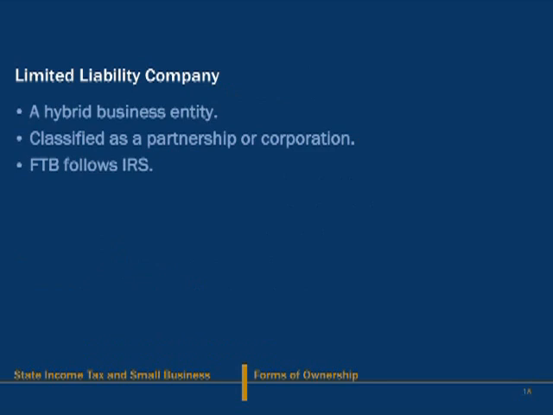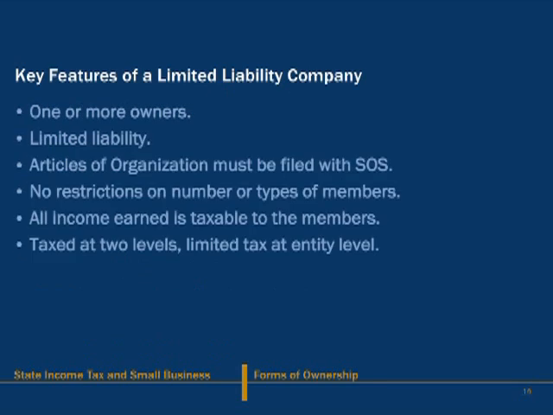For California income tax purposes, an LLC with more than one member will be classified as a partnership, and an LLC with a single individual member will be classified as a sole proprietorship, unless the LLC chooses to be classified as a corporation. To be taxed as a corporation, the LLC files an election form with the Internal Revenue Service. For income tax purposes, California treats the LLC and its owners in the same manner the LLC is treated for federal tax purposes. Some key features of a limited liability company.